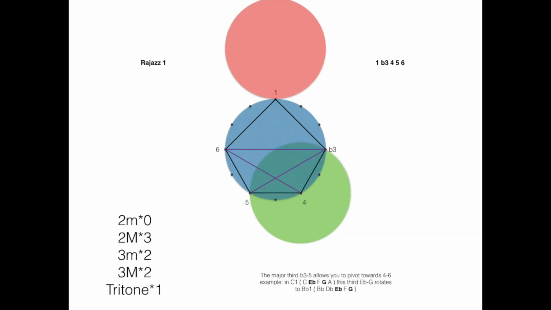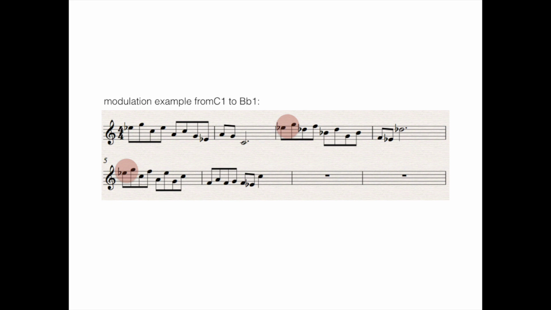We also have major thirds between flat 3 and 5 that allow us to pivot towards the major third we have between 4 and 6. Once again, in C, the major third between E flat and G allows us to rotate to Rajazz 1 in B flat, where we find this same major third between 4 and 6. Here's an example.